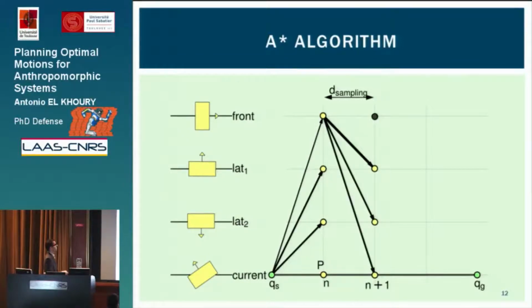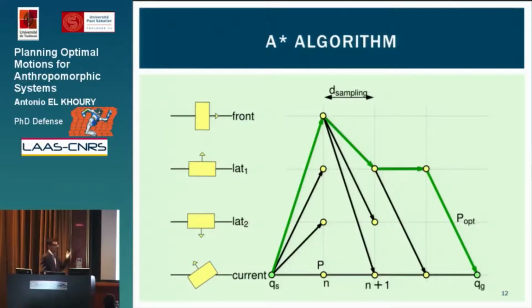And of course, it will disregard sample configurations that lead to collisions, as well as arcs that lead to collisions. The A-star will continue running until it can find a path, P-opt, that is different from P, where we have minimized the cost of the total path. Now, of course, we need to define what is the cost that will be used with the A-star algorithm.